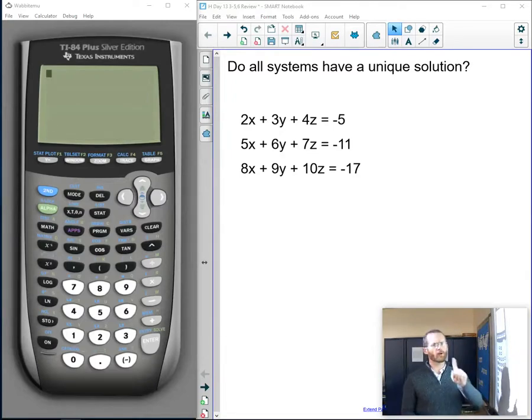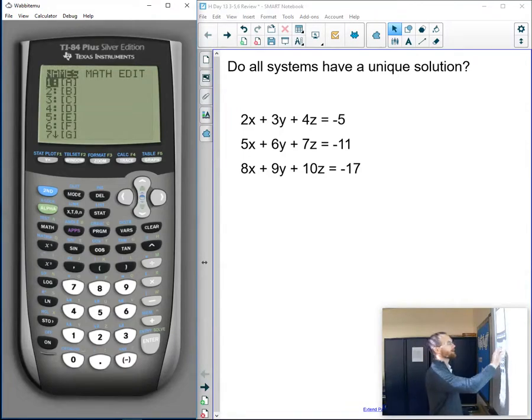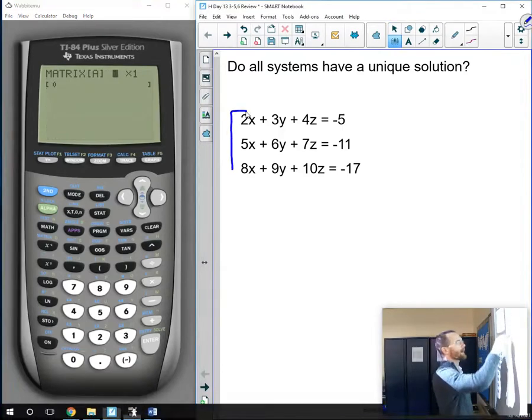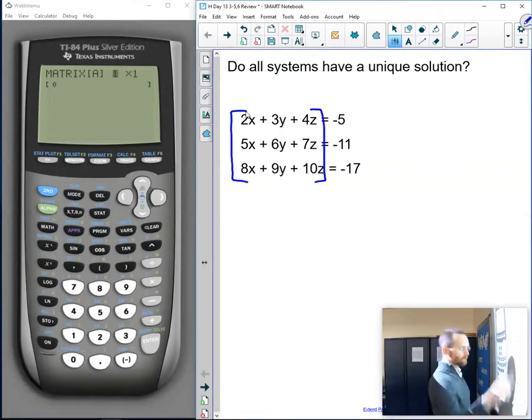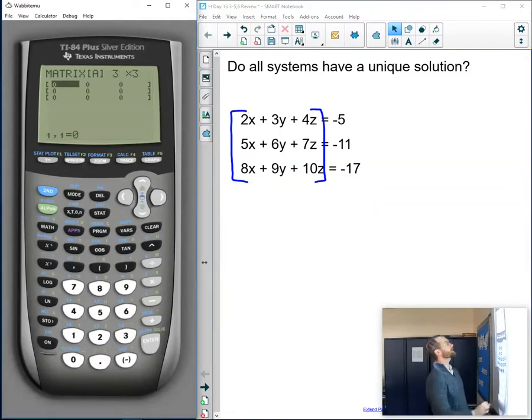I'm going to do it both ways. First, let's use the inverse method. So I'm going to hit second matrix. That's not the matrix button. Second matrix. There we go. I'm going to go over to edit, and we'll make matrix A our 3 by 3 right there. It's going to be 2, 3, 4. Just entering the coefficients. I missed the 3 somehow. 2, 3, 4. There we go.